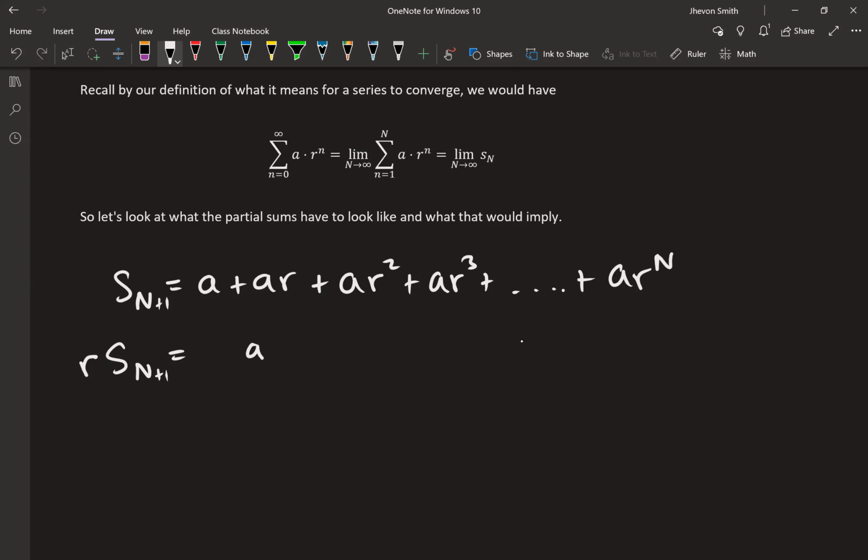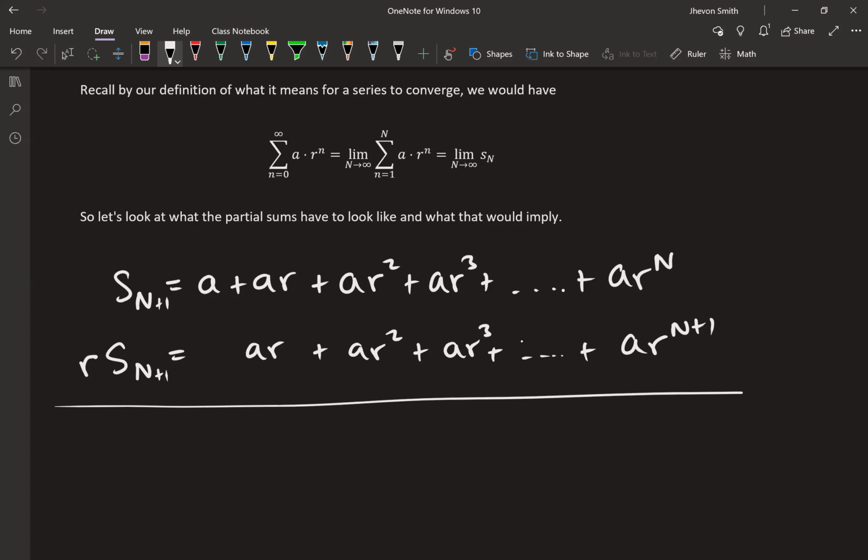you're going to get ar plus ar squared plus ar cubed plus ar to the n plus 1. Notice that it's very similar to the previous line. In fact, what we're going to do is we're going to subtract one line from the other. Notice that if I call this line 1, instead of doing what Gauss did and adding the two lines, we're actually going to subtract them. I'm going to take line 1 minus line 2.